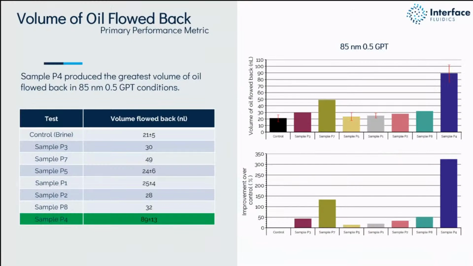So here are some of the results that we've got. First, the volume of the oil flowback. As I showed in the previous slide, here are just the final volumes and the improvement over the control. You can clearly see that sample P4 performs significantly better than the control, and also than the rest of the additives. Of course, some other samples also produced significantly higher than the control case.